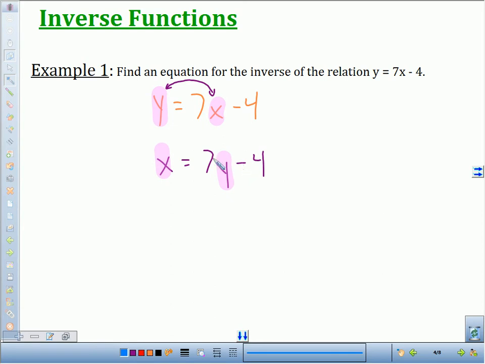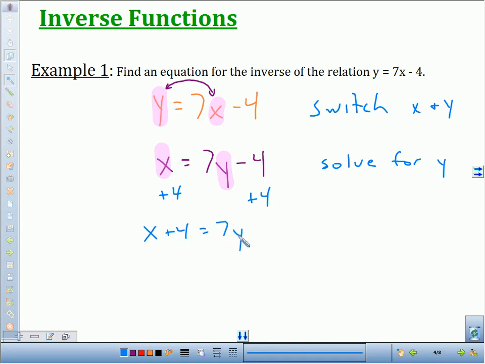Now that I've done that, I want to solve for y. That's my next step. So I want to switch x and y, then I want to solve for y. Those are my steps. Switch x and y, solve for y. To solve for y here, I start by adding 4. Now this is just solving equations, so we don't have to worry too much about this. I have 7y equals x plus 4. So I divide by 7.